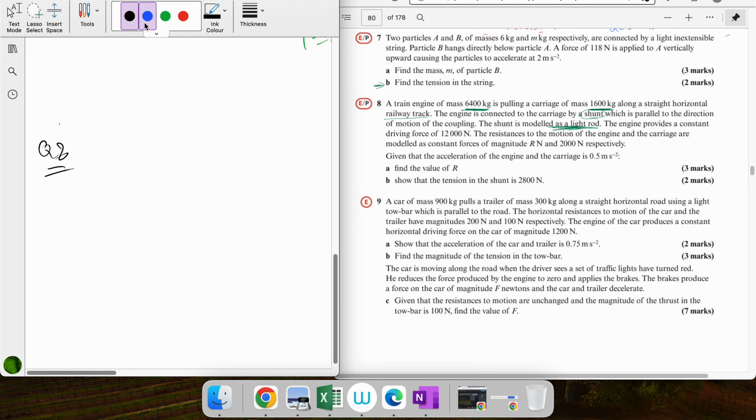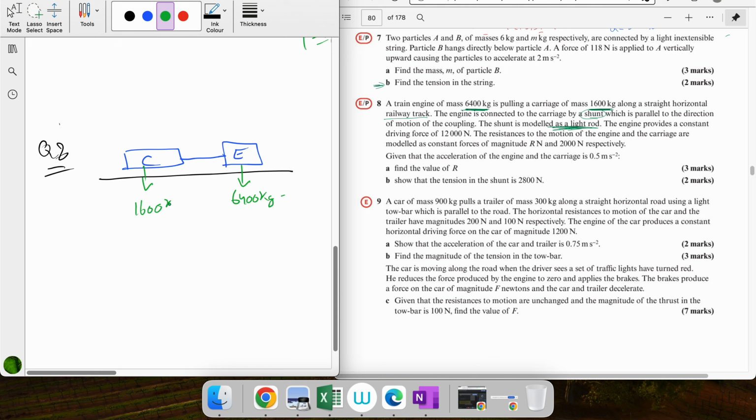Meanwhile we can just draw. Let me say this is the engine and this is the carriage. They are connected. Engine's mass is 6400 kg. Carriage is 1600 kg. They are connected by a strut, and the driving force of the engine is 12,000 newtons.